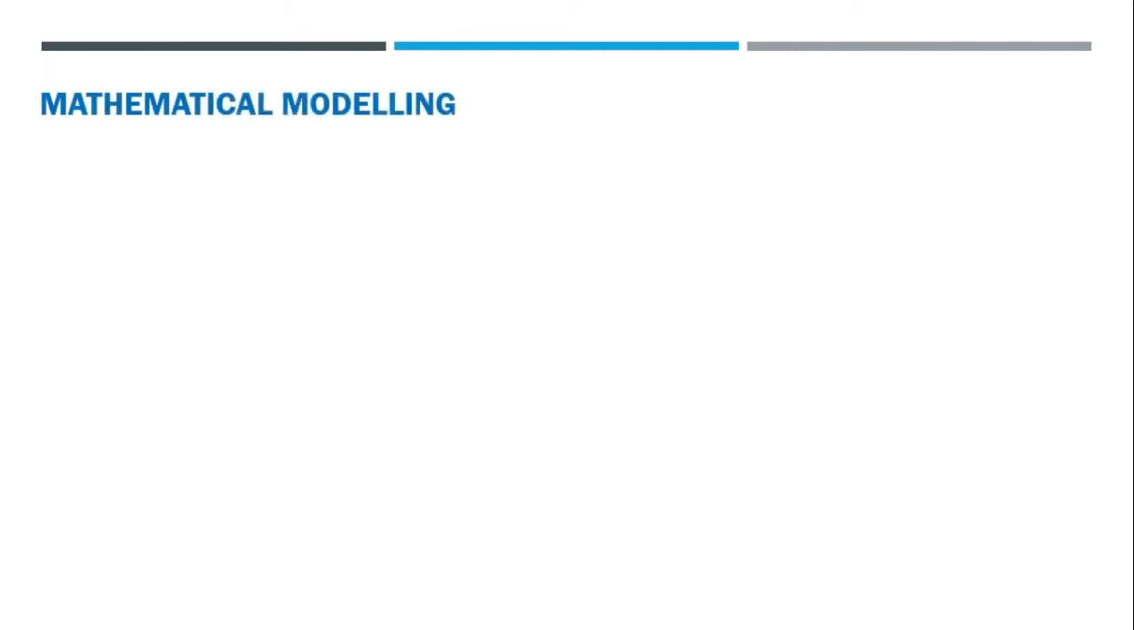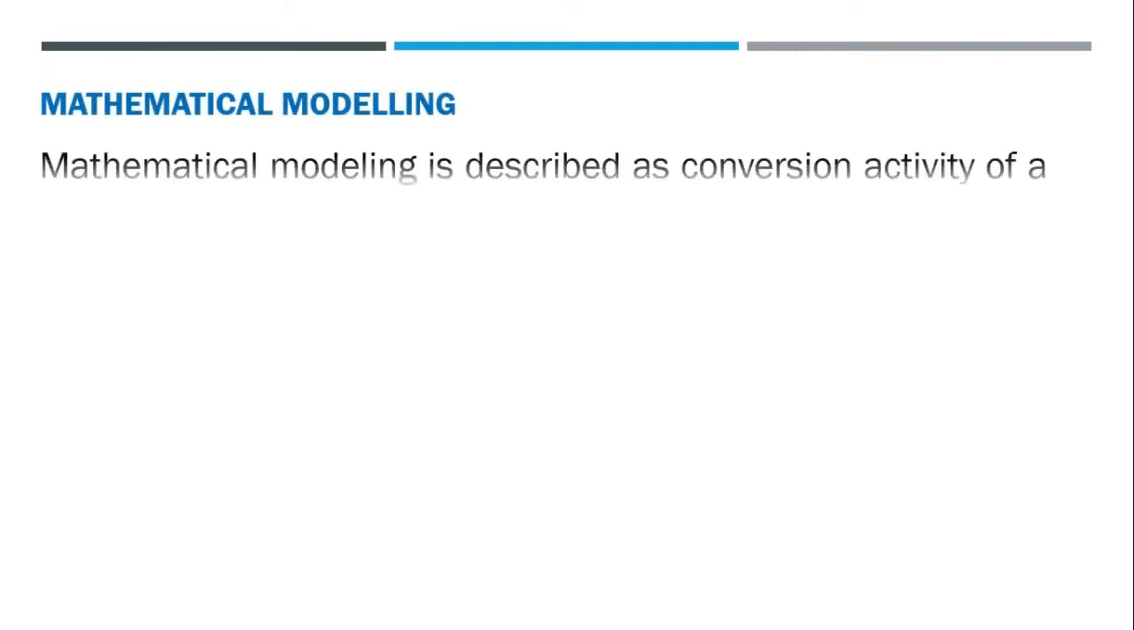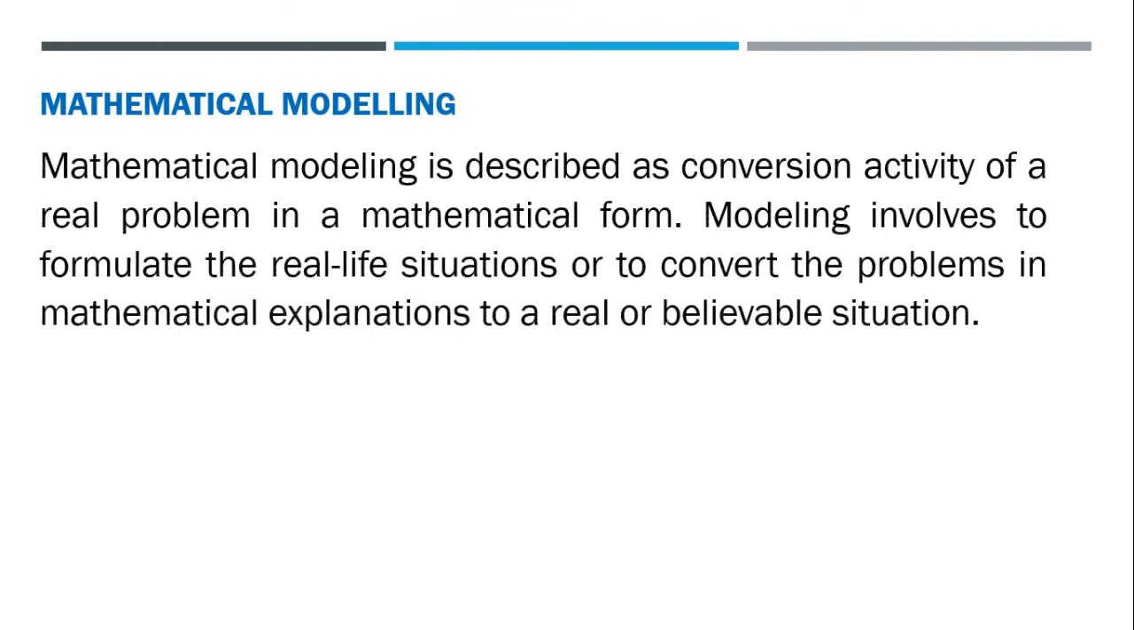Okay, what is mathematical modeling? Mathematical modeling is described as the conversion activity of a real problem into a mathematical form. Modeling involves formulating the real-life situation or converting the problems into mathematical explanations of a real or believable situation.